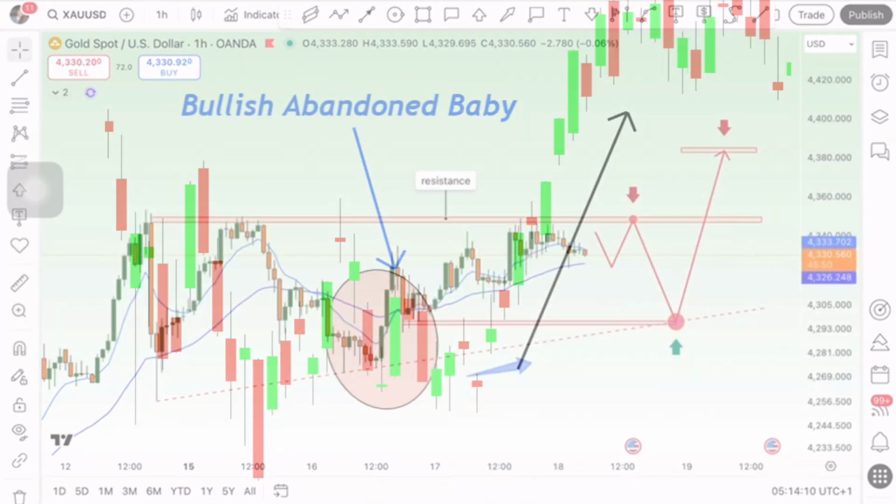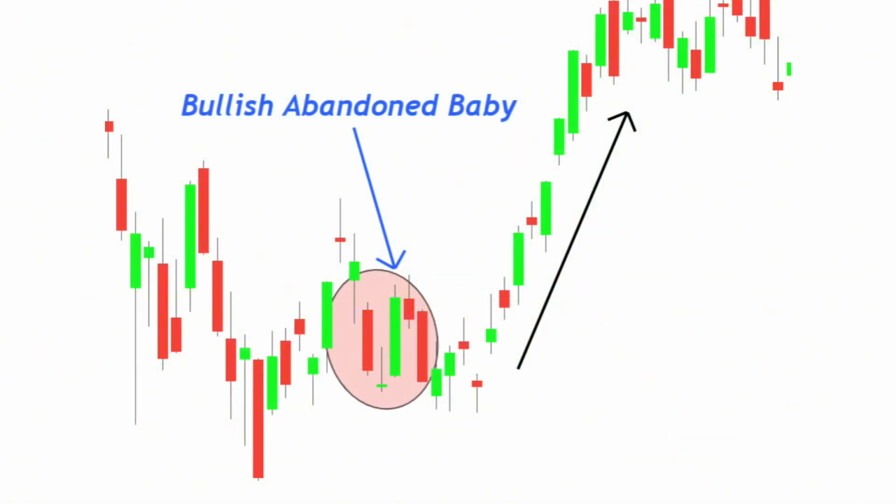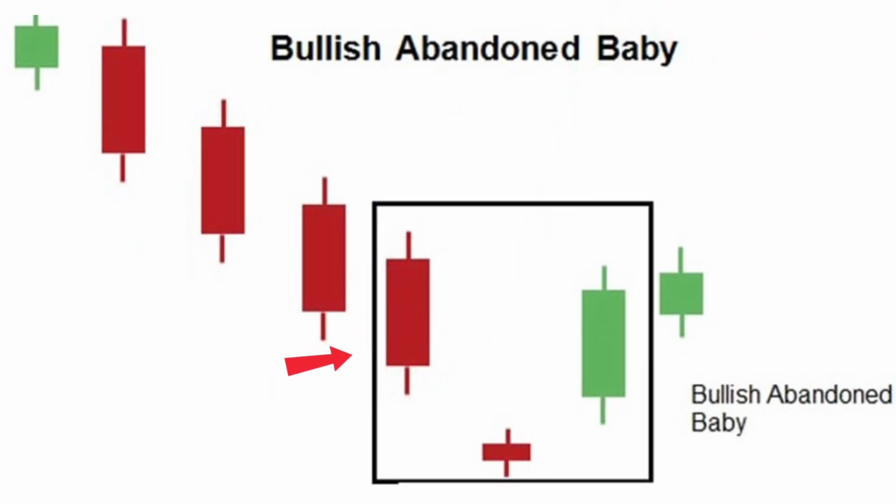Let's start with the bullish abandoned baby. This pattern is rare, extremely rare, and that is exactly why it's powerful. The bullish abandoned baby appears after a strong bearish move, usually when fear is at its peak. The first candle shows aggressive selling pressure.